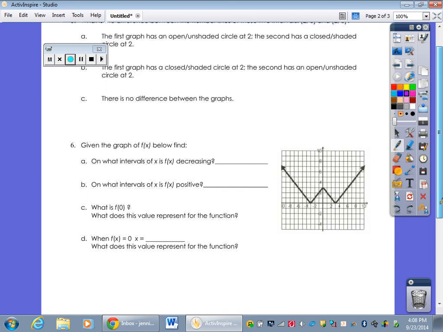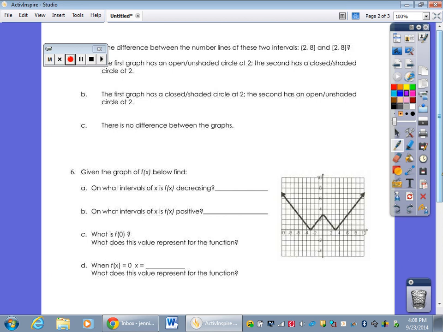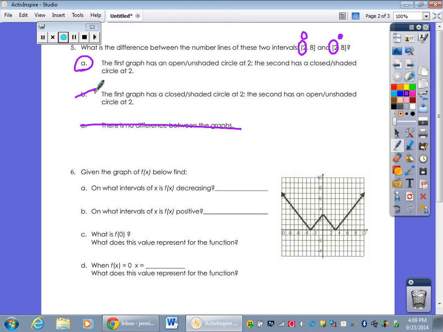On the back, it says, what is the difference between the number lines of the two intervals? And notice that the only difference is that this has a parentheses and this has a bracket. Remember, bracket means closed circle. Okay, so it means this. And parentheses means an open circle, or not including. So the first graph has an open, unshaded circle at 2, and the second graph has a closed, shaded circle at 2. That looks exactly like what we just decided was the answer. So A would be our answer. There is a difference, and this is backwards.